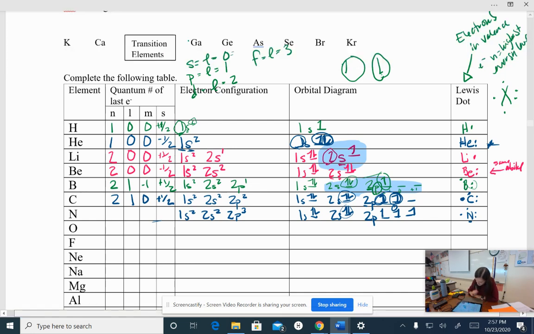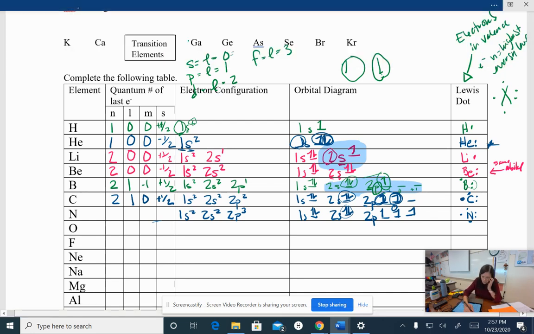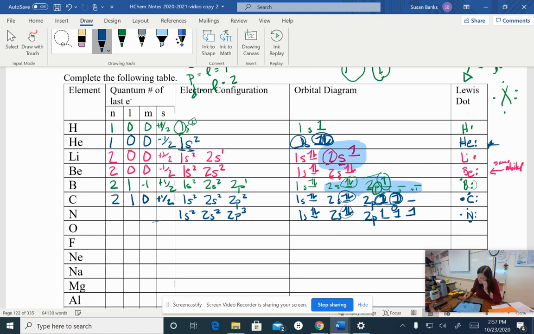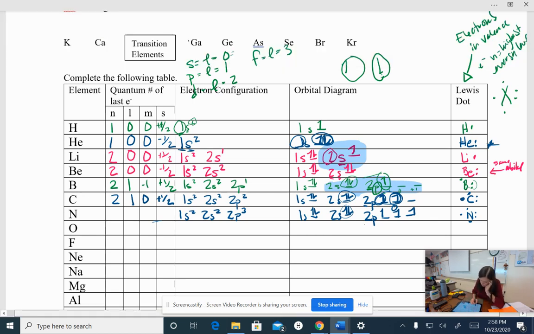We'll erase this. My quantum numbers: it was a 2, it was a p orbital, it was the positive 1 orbital, and it was a positive spin electron.